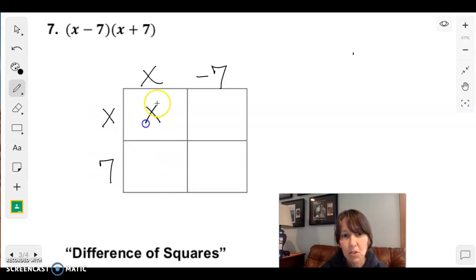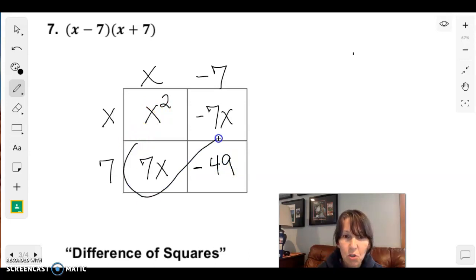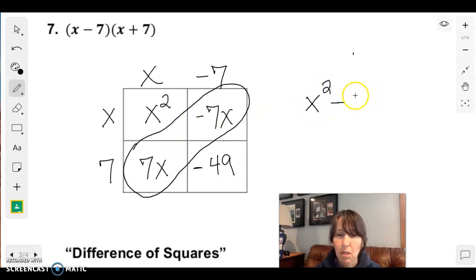So we're going to get our x squared. Here we're going to get minus 7x. And down here we're going to get a positive 7x. In this final box we've got a negative times a positive. So we're going to get negative 49. So now when we look to simplify, these two will actually cancel out. So we'll have a binomial product. So x squared minus 49.